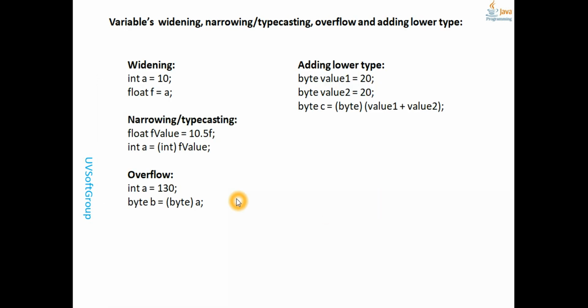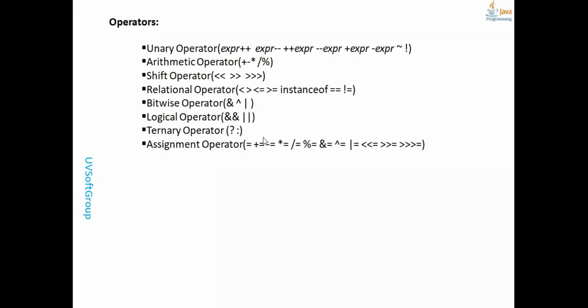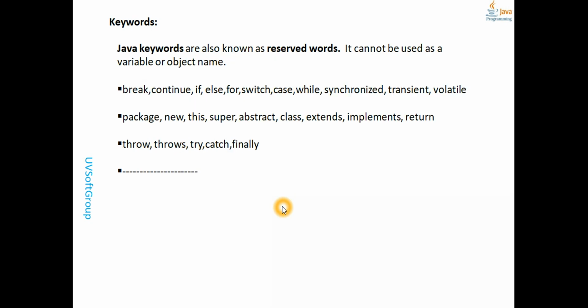We already discussed widening, narrowing, typecasting, and overflow. If you try to add a lower type of data, you have to cast it to the respective data type. We will discuss a little later, in the next screencast, the different types of operators: unary operators, arithmetic operator, shift operator, relational operator, bitwise operator, logical operator, ternary operator, and assignment operator.